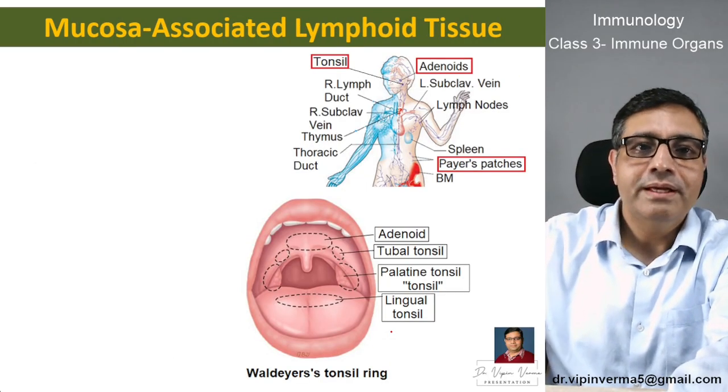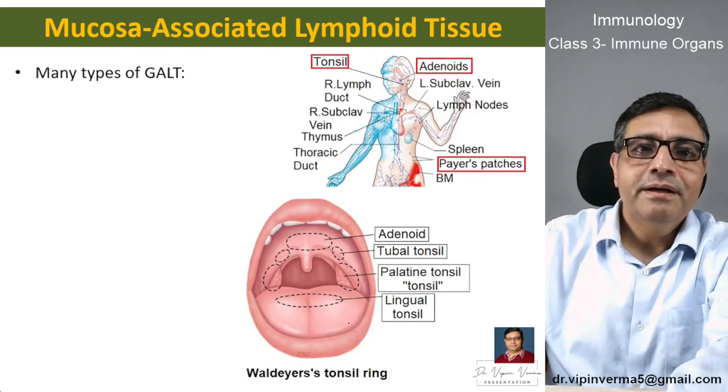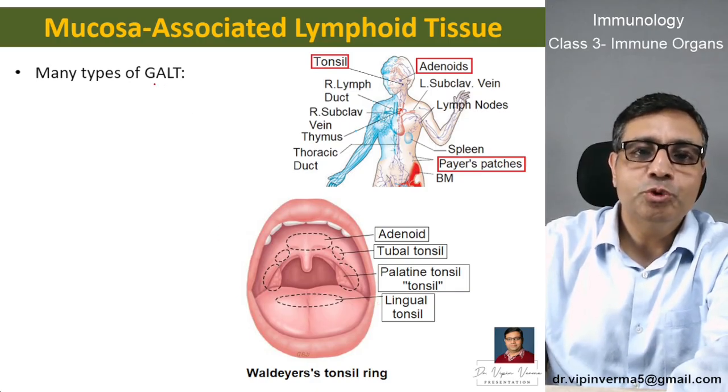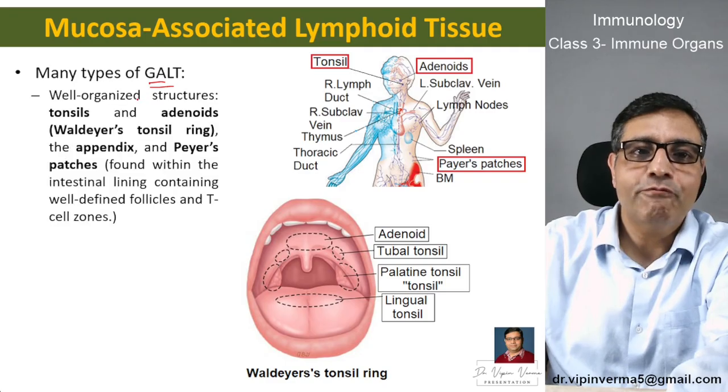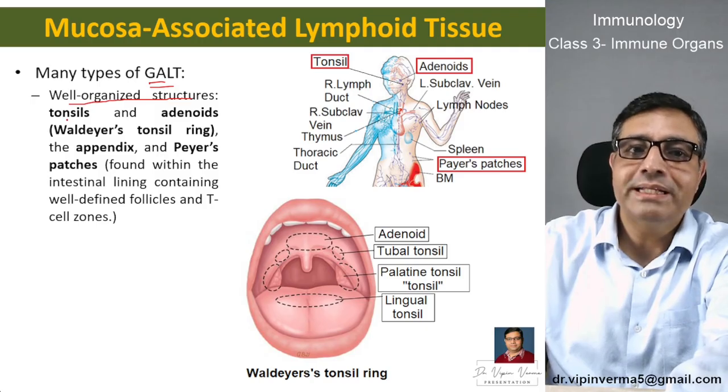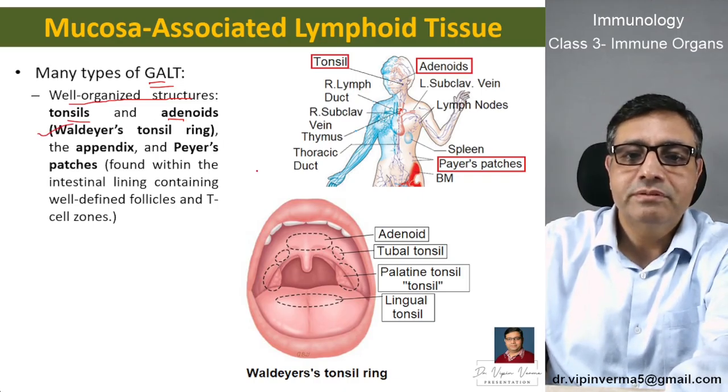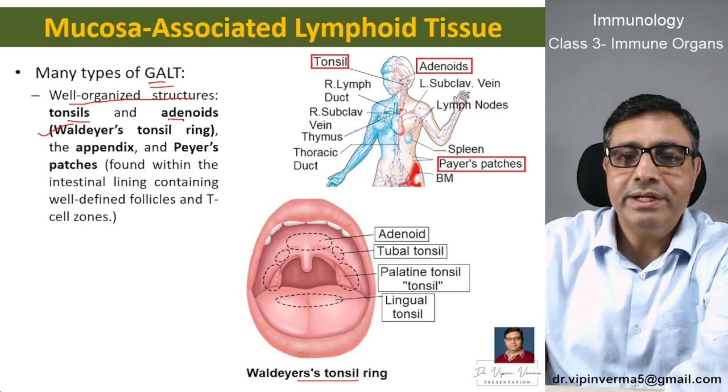Now, if we see the GALT, we have many types of gut associated lymphoid tissue. These are well organized structures. We know them by the names of tonsils and adenoids. And these tonsils and adenoids make the Waldeyer's tonsillar ring. Now you can see here we have the Waldeyer's tonsillar ring. So you have seen this is the adenoid.